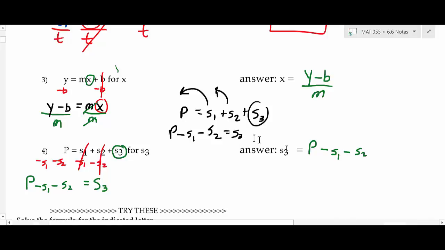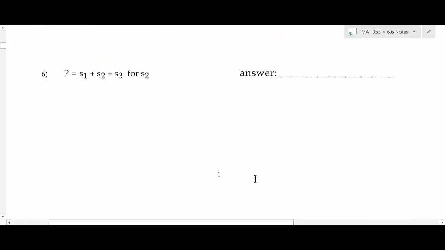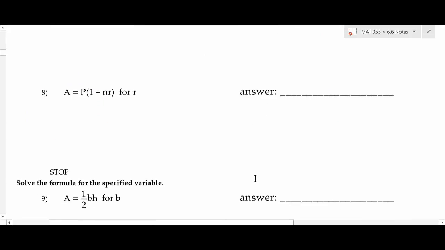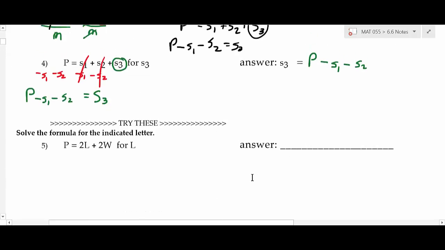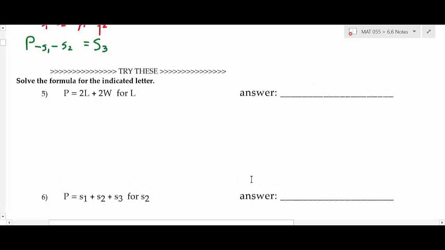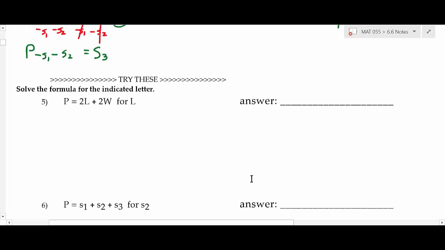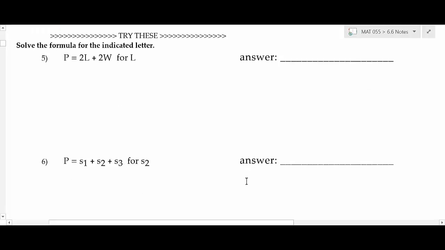Okay? Okay, so let's try a few of these. I'm going to have you try the next four and let you work on that a little bit because I want to kind of get you through the review aspect of this. So let's go ahead and start with those two. I'll write the other two on the board if you need me to.